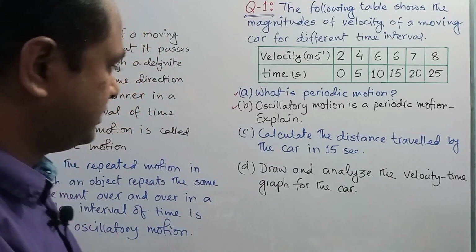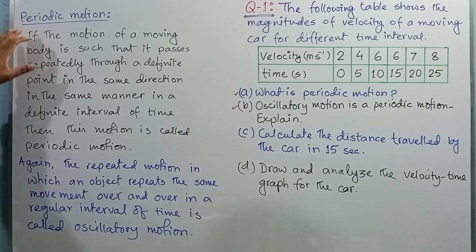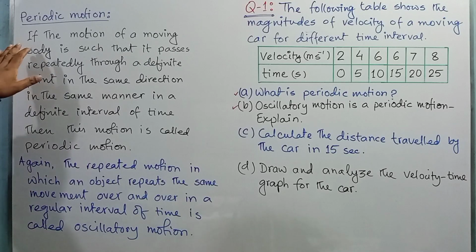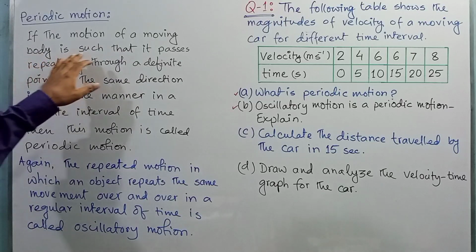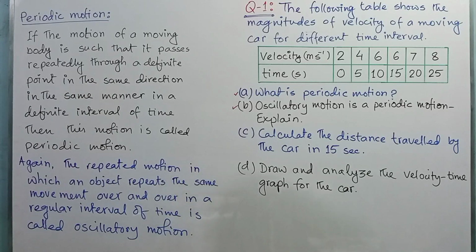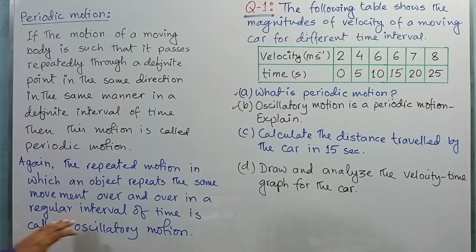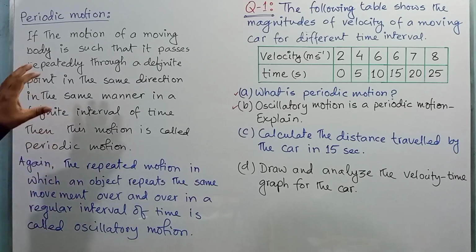Okay, dear student, first we have to write the definitions of oscillatory motion and periodic motion. Here the definition of periodic motion is given, as well as the definition of oscillatory motion. The definition of periodic motion we have already explained: if the motion of a moving body is such that it passes repeatedly through a definite point in the same direction in the same manner in a definite interval of time, then this motion is called periodic motion. Again, the repeated motion in which an object repeats the same movement over and over in a regular interval of time is called oscillatory motion. So from these two definitions, we can see that the characteristics of oscillatory motion cover the characteristics of periodic motion. So all oscillatory motion will be periodic motion.